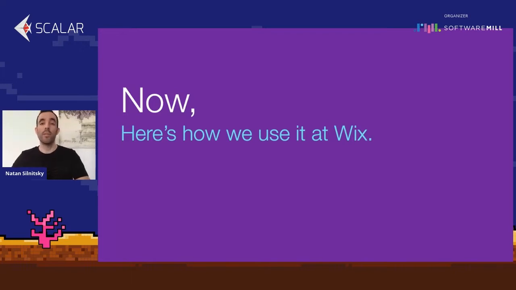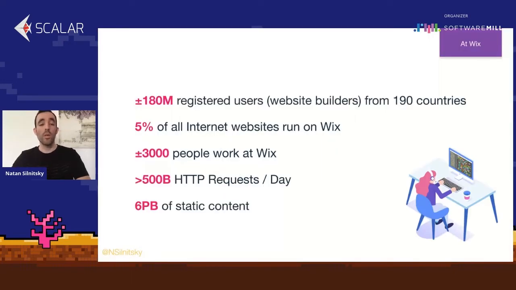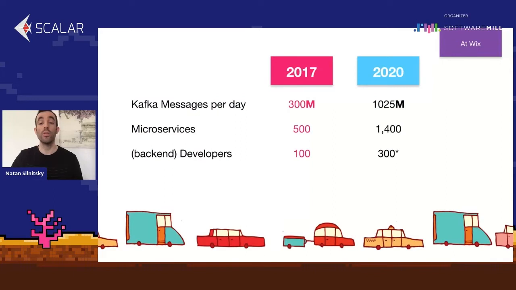Now let's talk a little bit about our Wix setup. So we have around 180 million registered users that really use Wix, even now more than ever with the Corona situation. And about 5% of all internet websites run on Wix. We have around 3,000 people working at Wix, around half are R&D. And we handle around 500 billion HTTP requests per day and serve 6 petabytes of static content. Now, we don't use Kafka to serve the static content, but we do use it a lot.